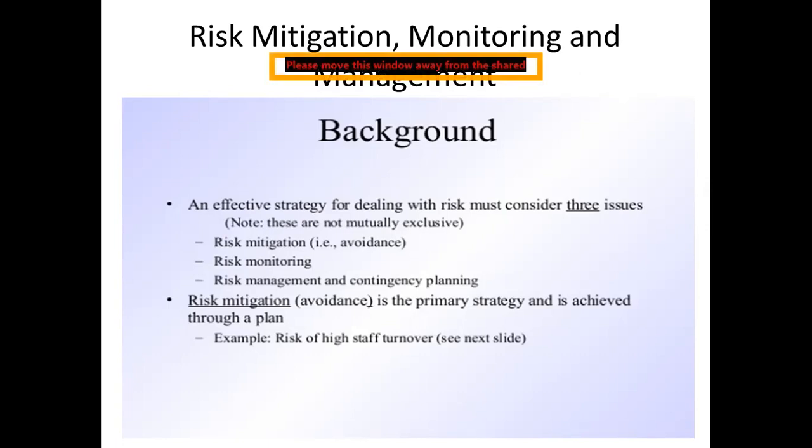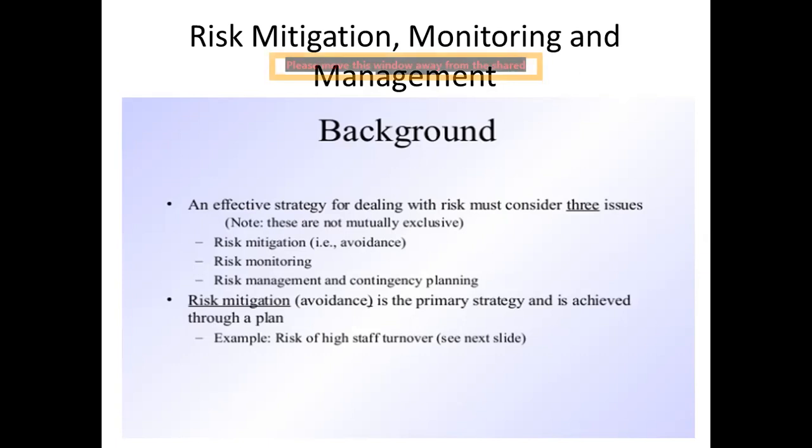Okay, so here we are going to consider that risk mitigation or avoidance is the primary strategy and is achieved through a plan. So for this, again, we will make a plan. Okay, we will consider a plan. So with the help of the plan, we can avoid the risk. That is called risk mitigation.